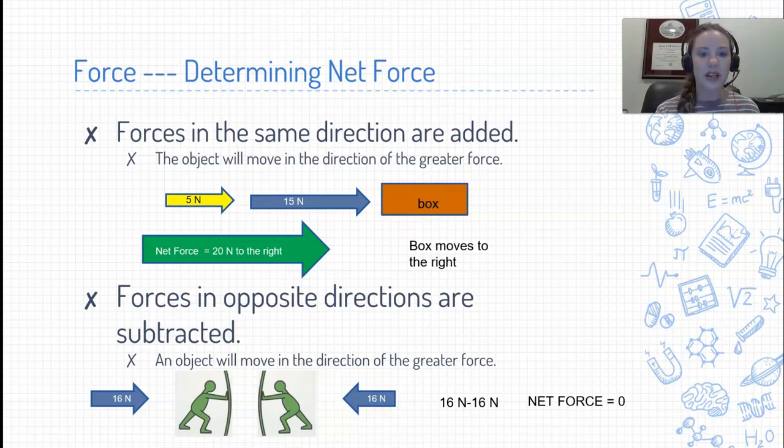But what if these people are working in opposite directions, you might say? Well, then we have to subtract the forces from one another. So if this guy is over here pushing to the left with a force of 16, but this guy matches his strength and can push also with a force of 16 to the right, those would be subtracted from one another. So 16 newtons minus 16 newtons is zero net force. So this object would not be able to go in one direction or another because the net force is 0. That means that they're stuck in one place. No side is winning over the other side because there's a net force of 0.